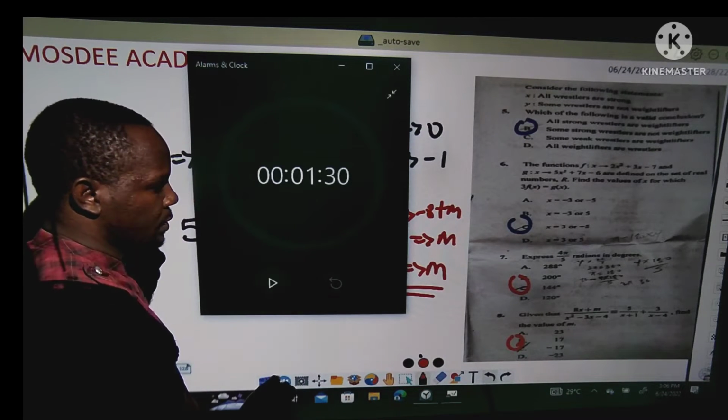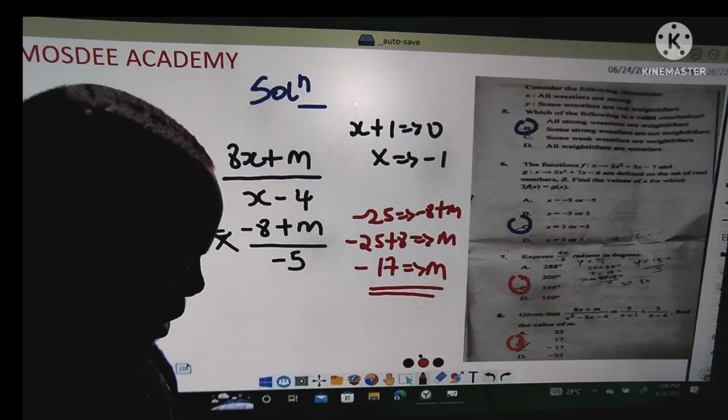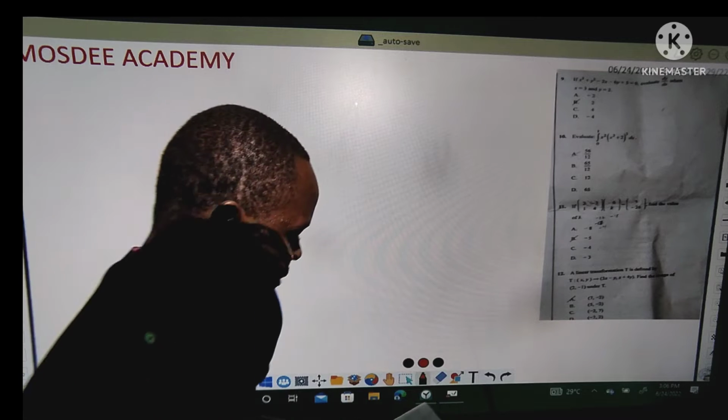So the next one, next page, let's move on. Thank you. The next page. Thank you very much. Now the next page is question 9.